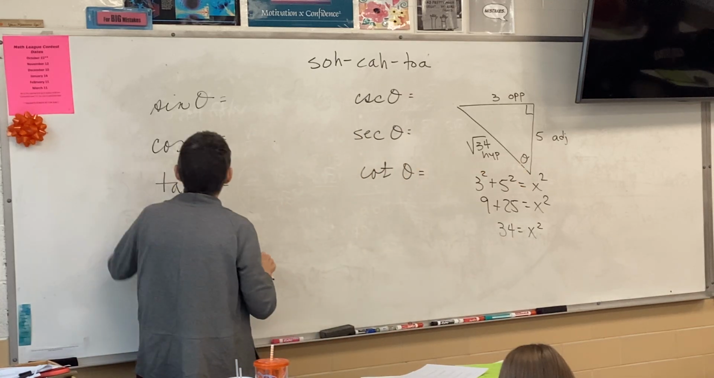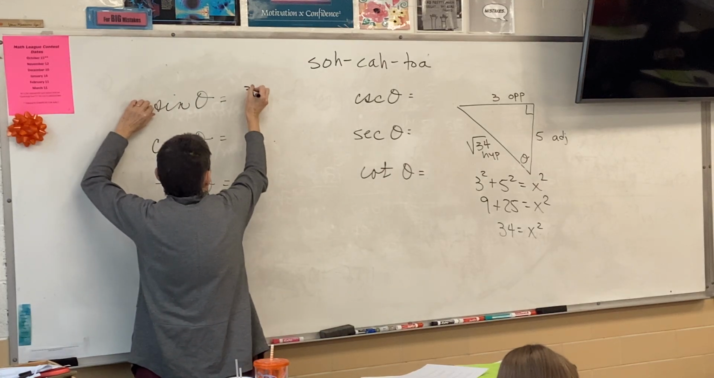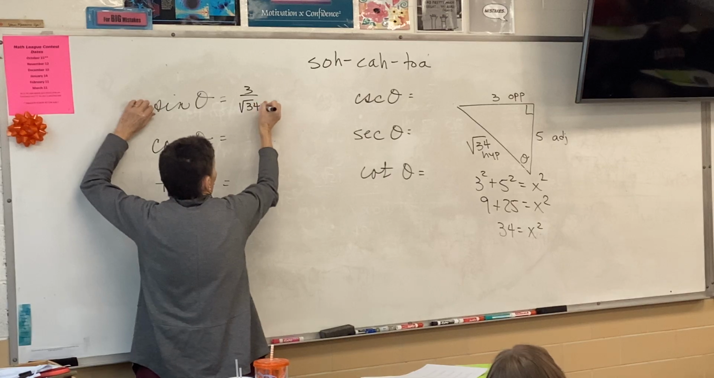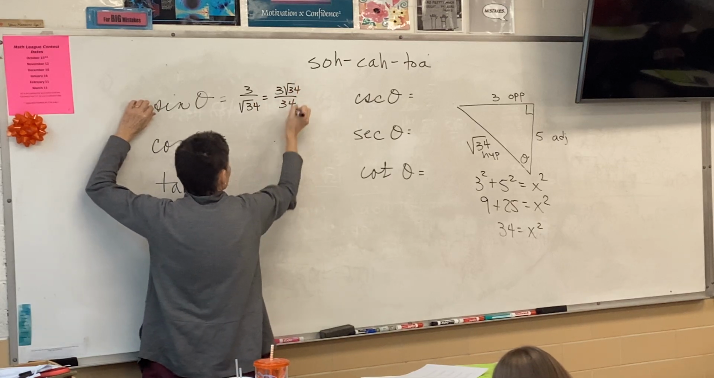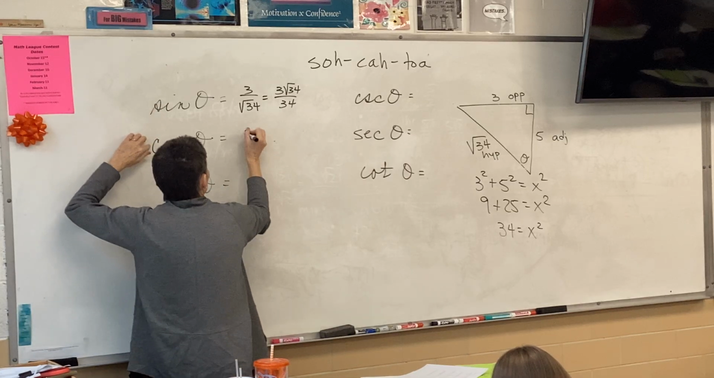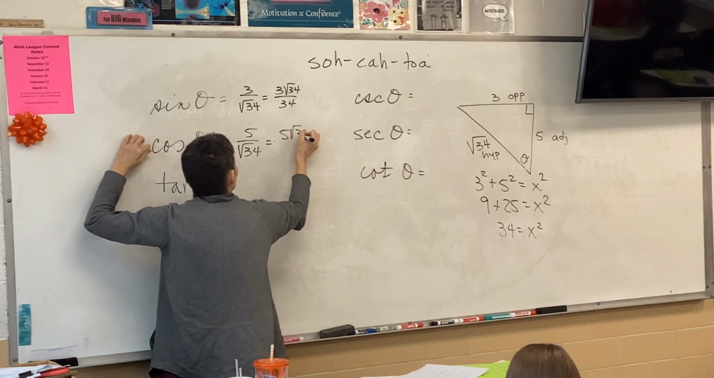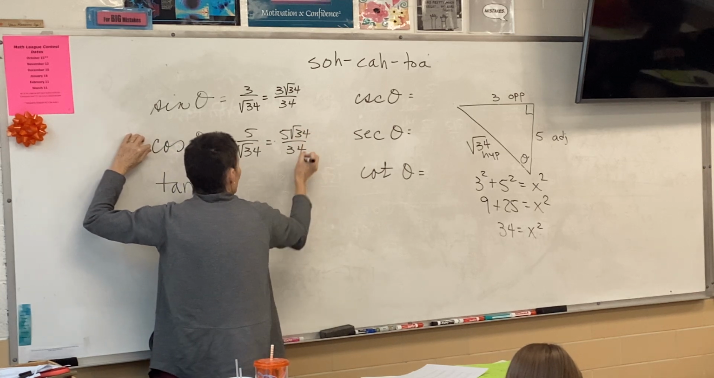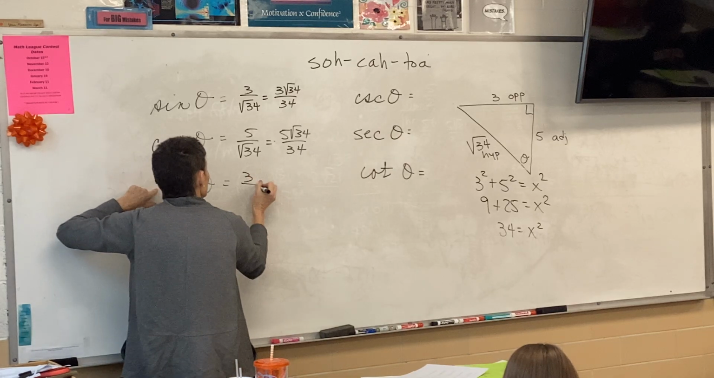All right, let's fill them in. What's my sine? It starts out as 3/√34, but you're right, that's 3√34/34. What's my cosine? 5√34/34. Yep. So, Katoa, what's my tangent? 3/5.